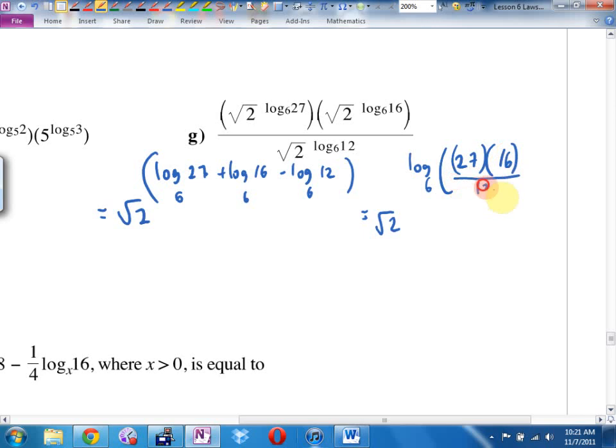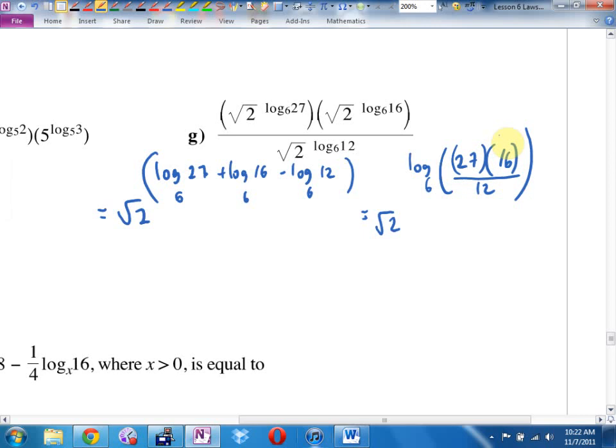Now, I'm going to go to my calculator in a second, but before I do, what's my base on the log? I'll bet you $1 million this is either a 6 or a 36 or a 216. I'll bet you it's not a 10, because they probably wanted to make this work out evenly. What is 27 times 16 divided by 12?